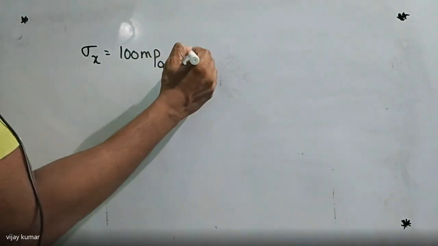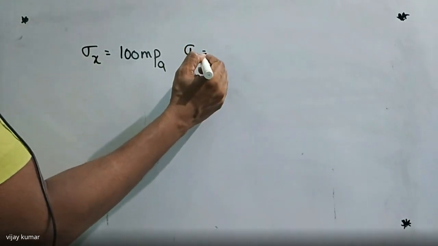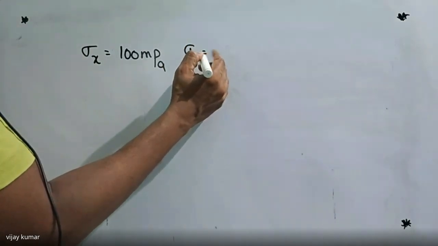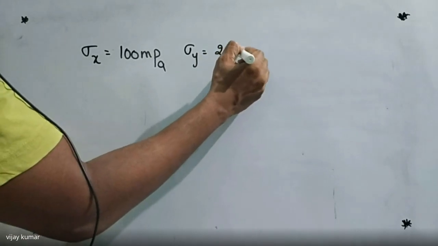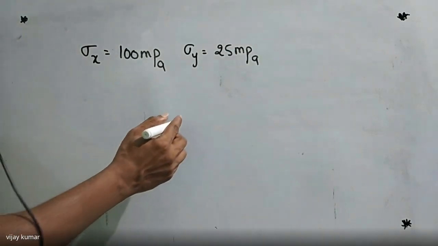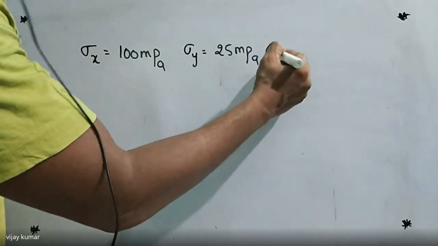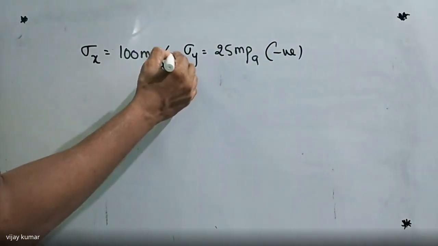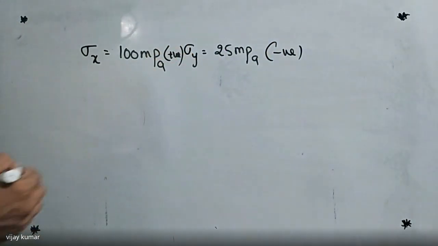And sigma y is equal to 25 megapascals. This is along y direction. But here, this y direction is negative, so it is a compressive stress. This is the data given in the GATE examination on a complex state of stress, under biaxial state of stress.